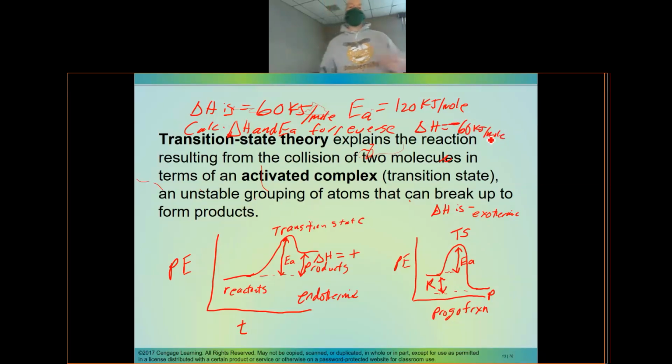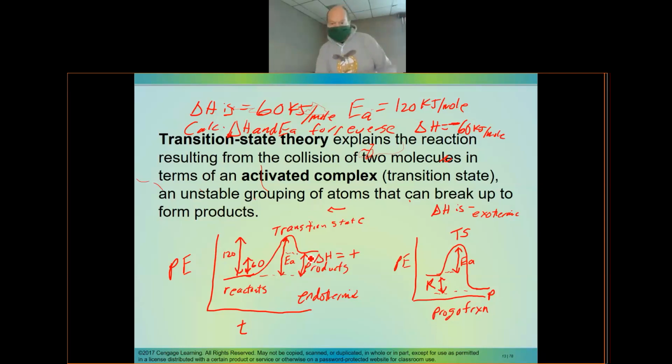In order to get the energy of activation, you actually have to look at the reaction profile. All right, so you have to go to your reaction profile and see that the numbers were given. This number from here to here was given. That number was 120. This number from here to here was given. It is 60.